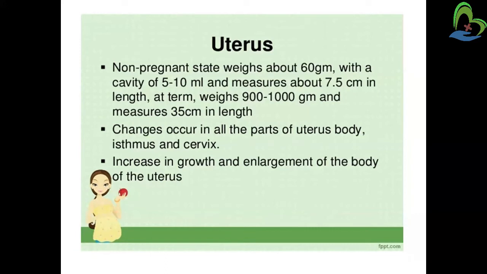Now the uterus. The non-pregnant uterus weighs about 60 gram, and at term it weighs about 900 to 1000 gram and measures 35 centimeter in length. The changes that occur in the parts of the uterus are in the isthmus and the cervix, and there is enlargement and increased growth of the uterus.